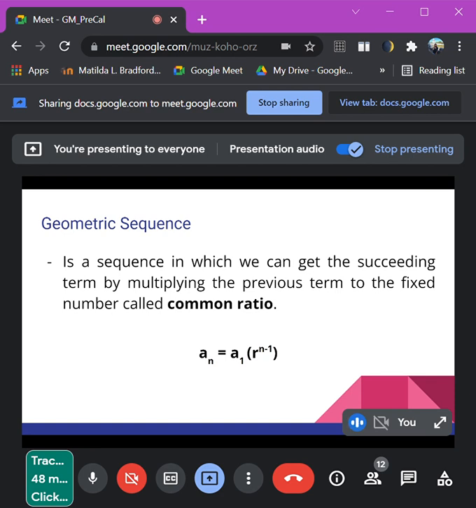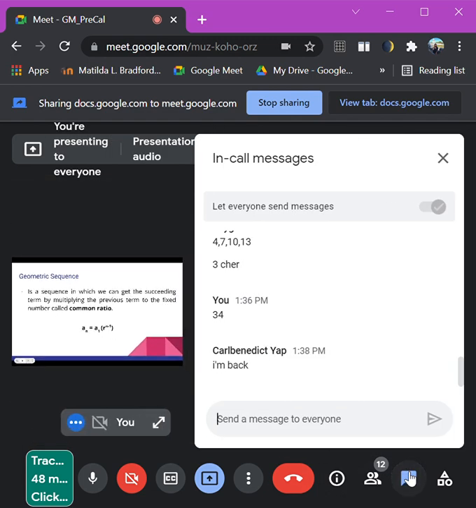In our arithmetic sequence, there is a common difference. Here in our geometric sequence, we have a common ratio. To get the common ratio, we just divide the second term by the first term. Okay? So, who can give an example of a geometric sequence? It must have a common ratio that applies to all terms.